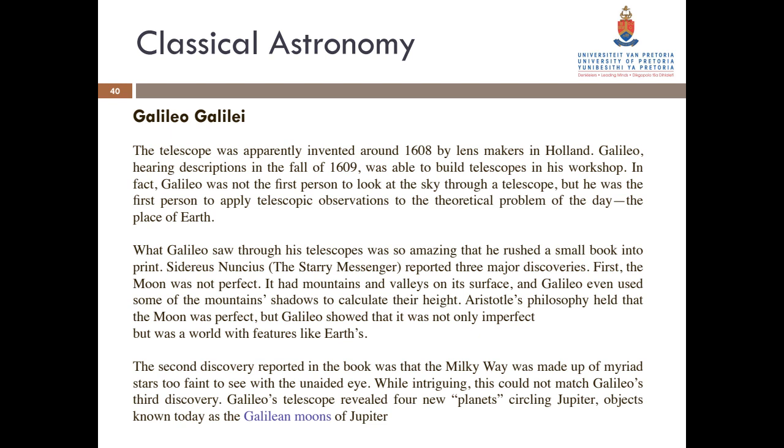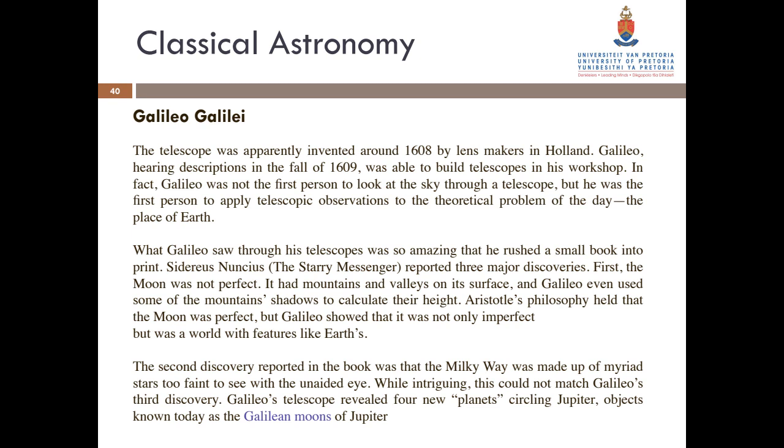What Galileo saw through his telescopes was so amazing that he rushed a small book into print, Sidereus Nuncius, translated from Latin to English, the Starry Messenger. And he reported three major discoveries. First, the moon was not perfect. It had mountains and valleys on its surface. And Galileo even used some of the mountain shadows to calculate their height. Aristotle's philosophy held that the moon was perfect, but Galileo showed that it was not only imperfect, but was a world with features like Earth's.